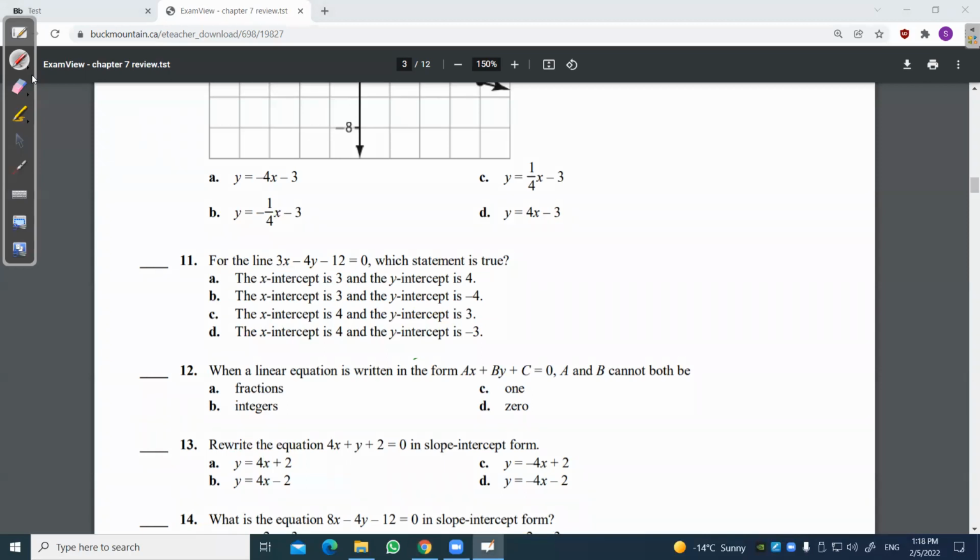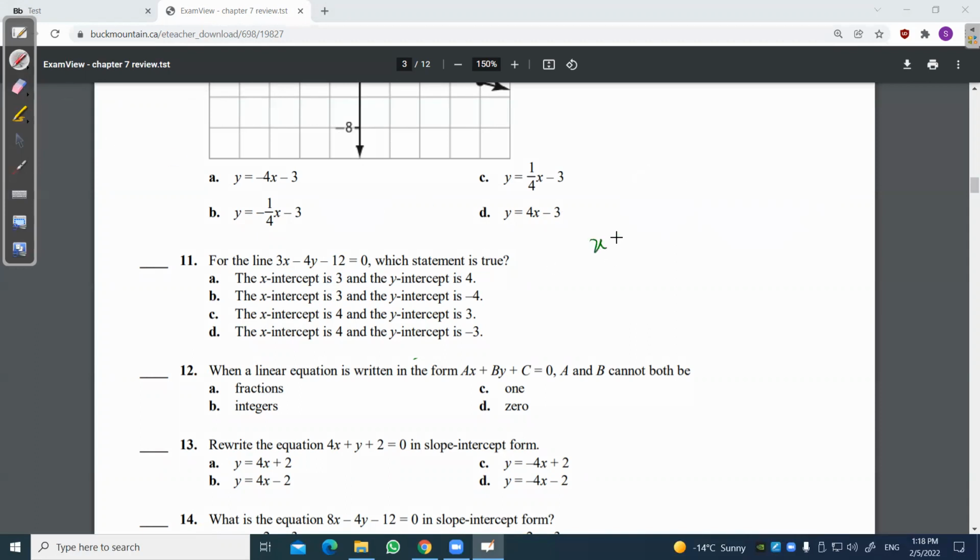So to do this, you have to convert it into y equals mx plus b. It's not in the right form right now. We need to take it into this form to see what the slope is. And actually, they're just asking us for the intercepts, so we don't even have to do this.